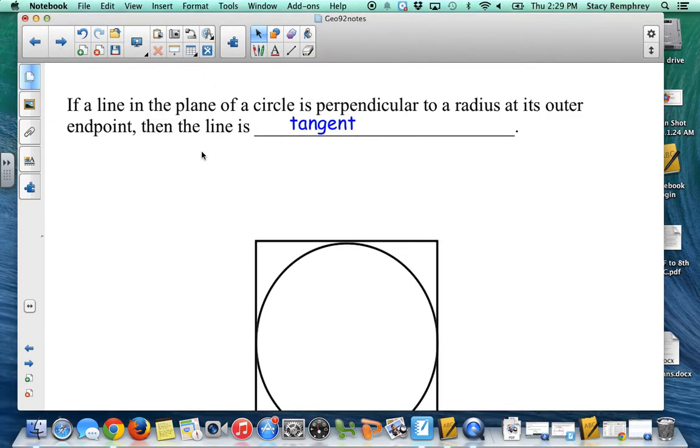This is the converse of that very first theorem. If a line in the plane of a circle is perpendicular to a radius at its outer endpoint, then the line is tangent. All I did was reverse what I had in the first one.